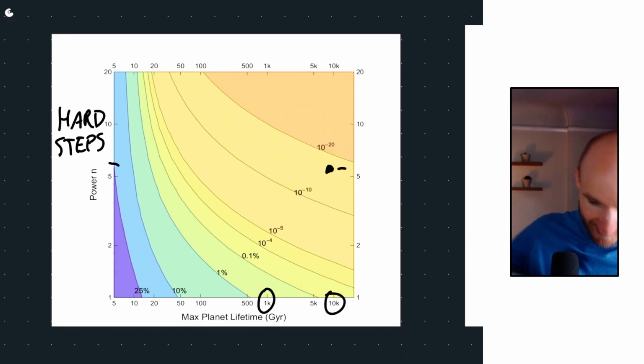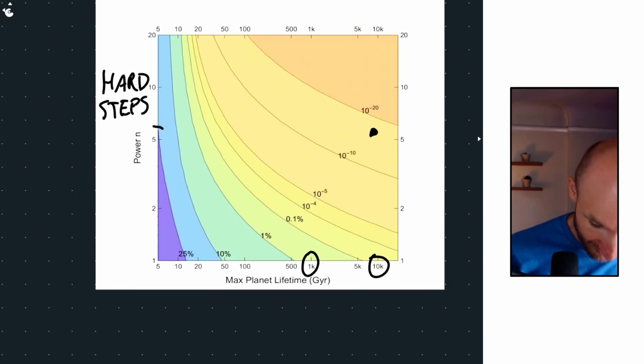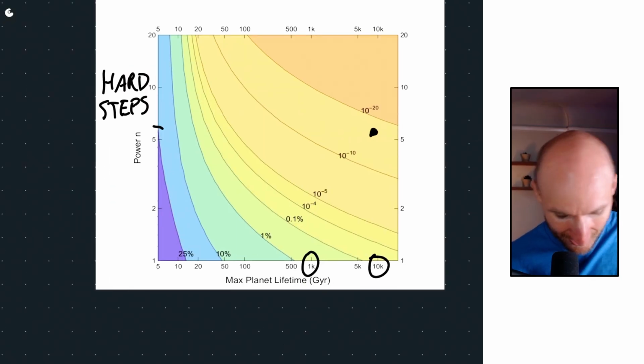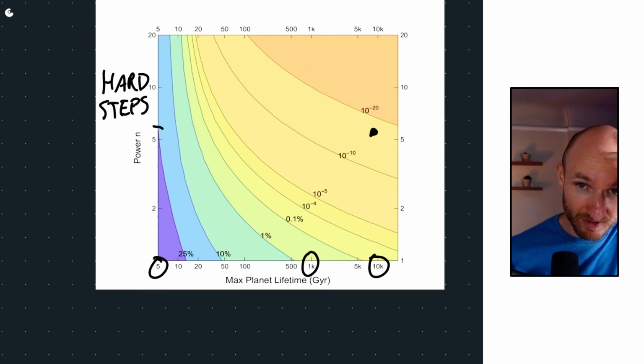There's going to be all these civilizations in the future, and we are one of the earliest ones. So this graph shows, oh wow, it's pretty unlikely. We know the max planet lifetime for our planet is roughly 5 billion years. The number of hard steps is 6-ish, if you want to call it that. Oh man, there's no way we're in the bottom left corner of this graph.